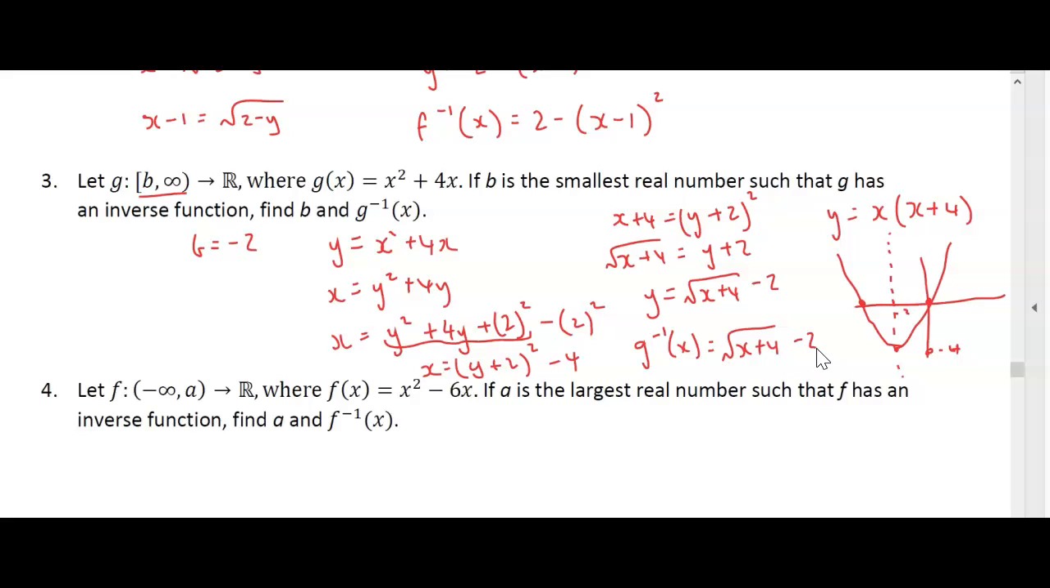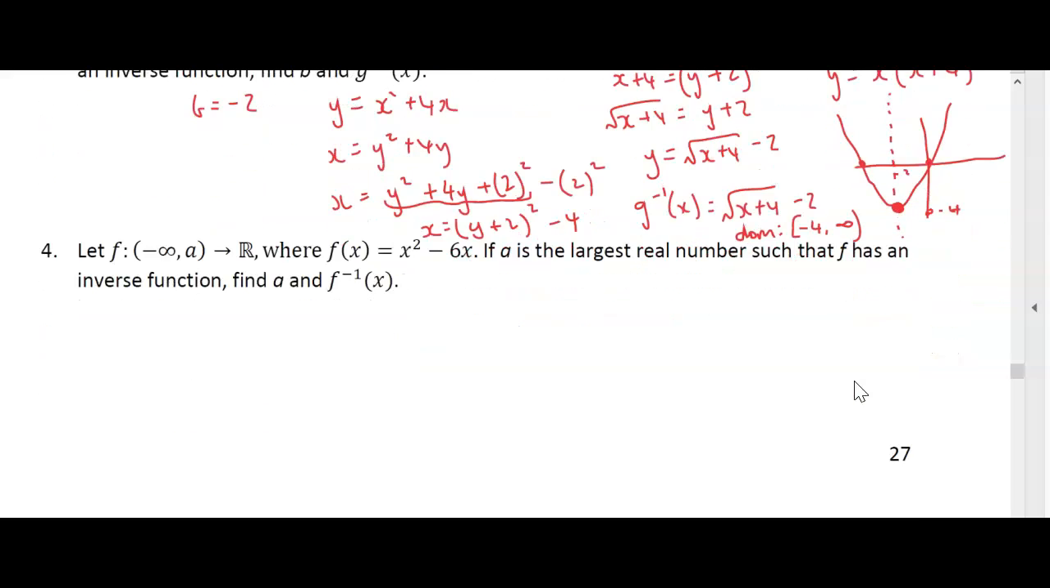Now our domain for this is the same as the range of our original function. So remember our range for the original function, we've gone from negative 4 to infinity. So this one's going to be from negative 4 to infinity. All right, just make sure that's all good.